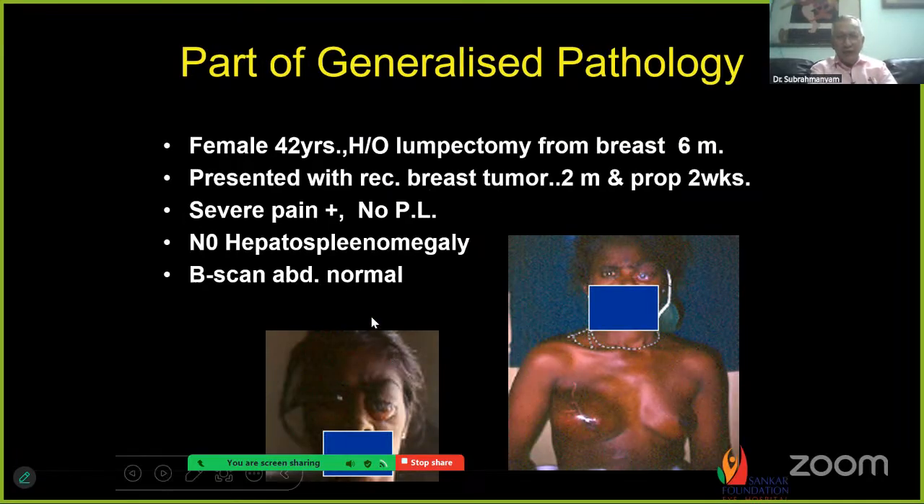This female, 42 years of age, history of lumpectomy from breast 6 months back, presented with a recurrent breast tumor of 2 months duration and a proptosis of 2 weeks duration, with severe pain, low PL, low hepatosplenomegaly. B scan of abdomen was normal.